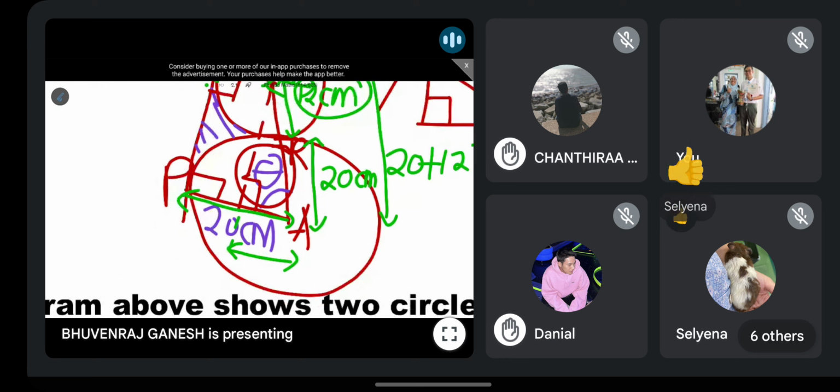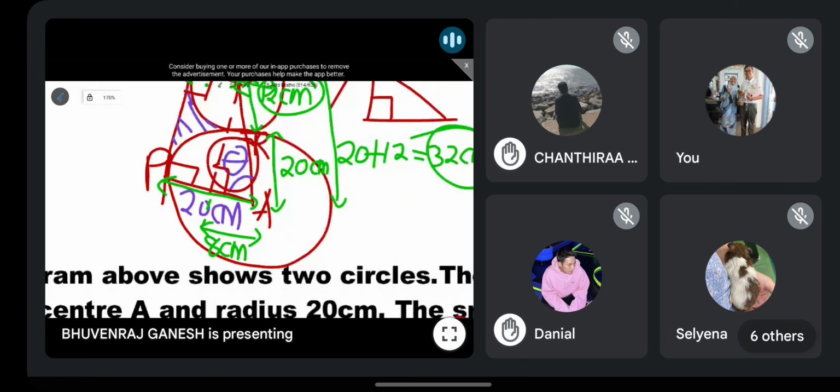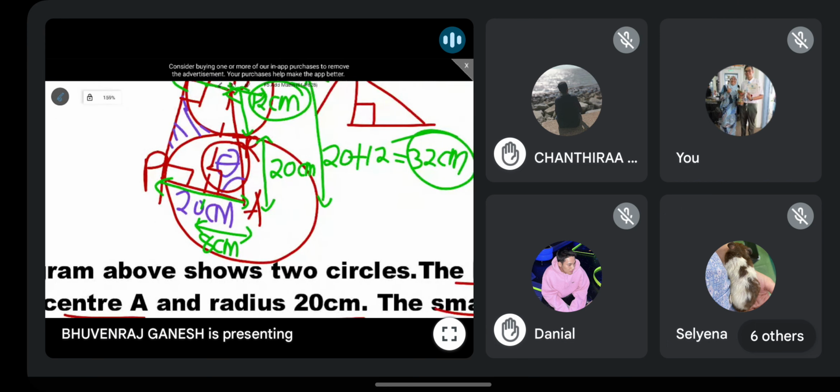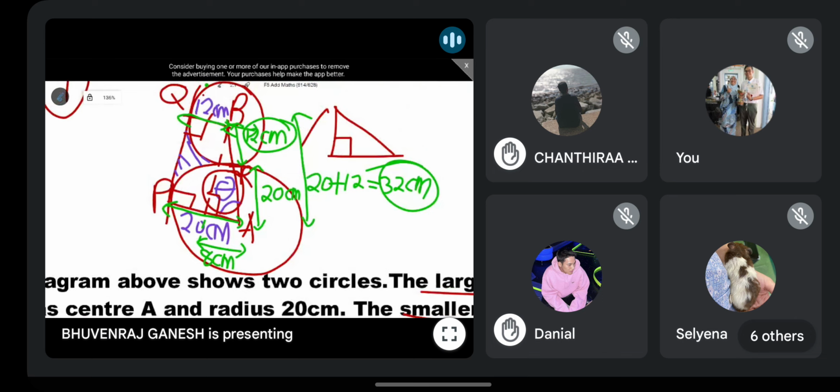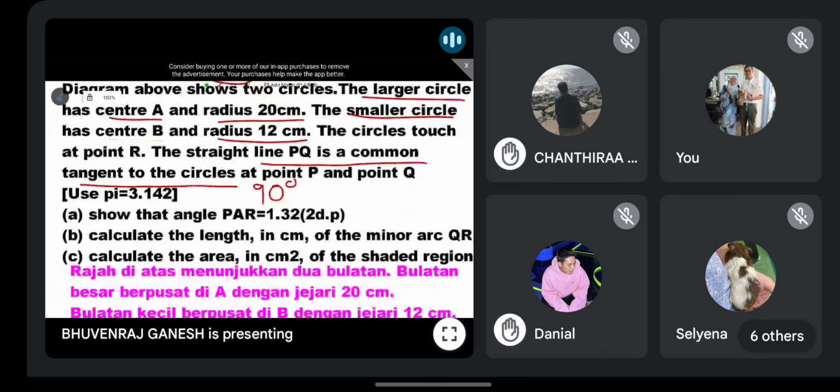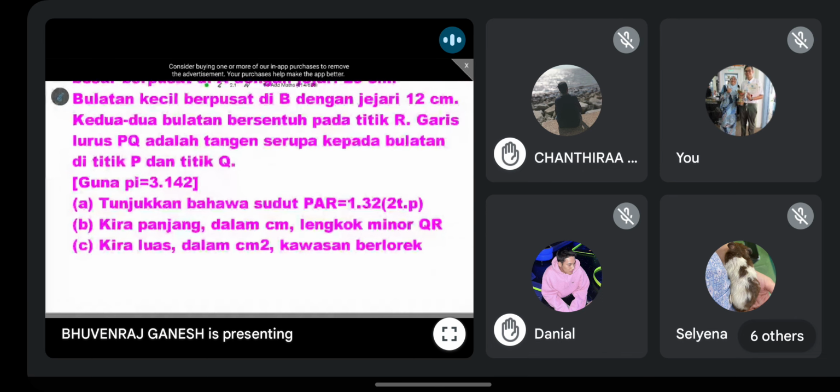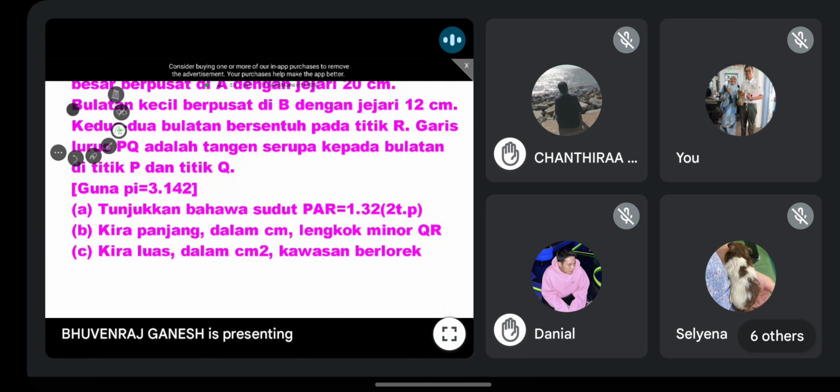You take the radius of big circle minus small circle. So you will get 8. So now you can solve already lah. Kamu boleh cari sudut dia. Okay, kalau kamu tak boleh bayangkan, kamu lukis segitiga ni balik kat bawah. You draw it back so that you understand. Okay, so for part A, kamu boleh lukis macam ni. Okay, kamu bagi dia segitiga macam ni.